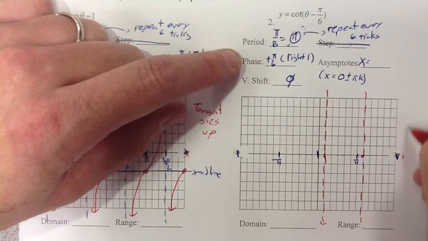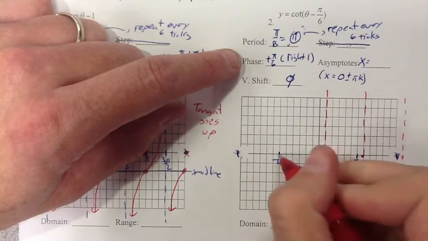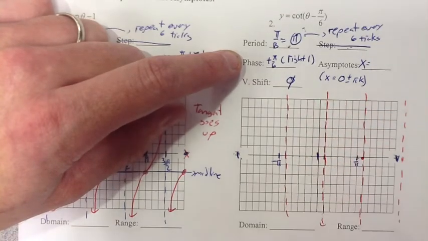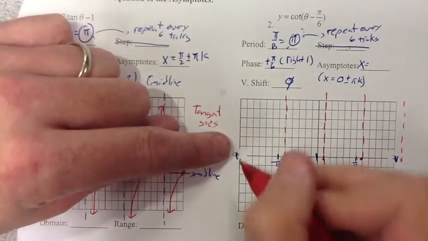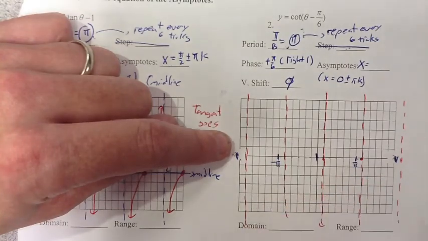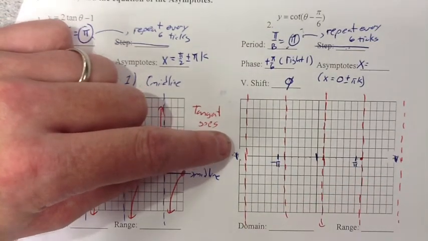Each point gets moved. And I'll even move this one too. Oh, look at that. There we go. To the right one. I'm just moving my asymptotes over to the right one from where they normally are. I am moving to the right. So those are my asymptotes right there in the red.